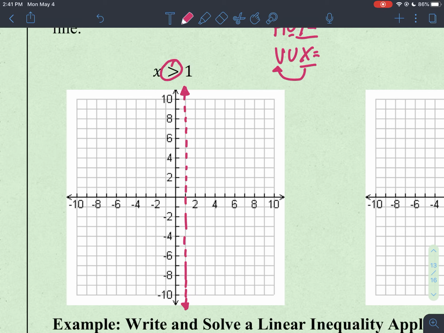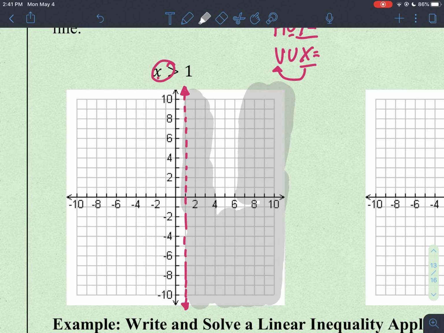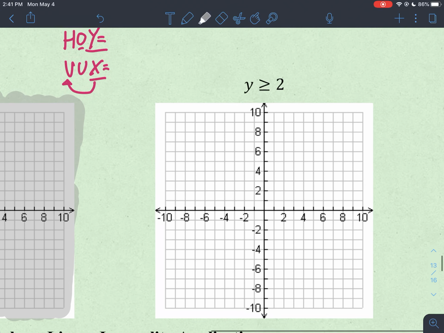Now, this one, there's not a top side or a bottom side. You're going to have to think about it a little bit. And if x is greater than 1, where are the numbers greater than 1? This side or this side? Well, if you said the right side, you're right. So this is what your x is greater than 1 is going to look like. It's a vertical line shaded on the right side, on the larger side.